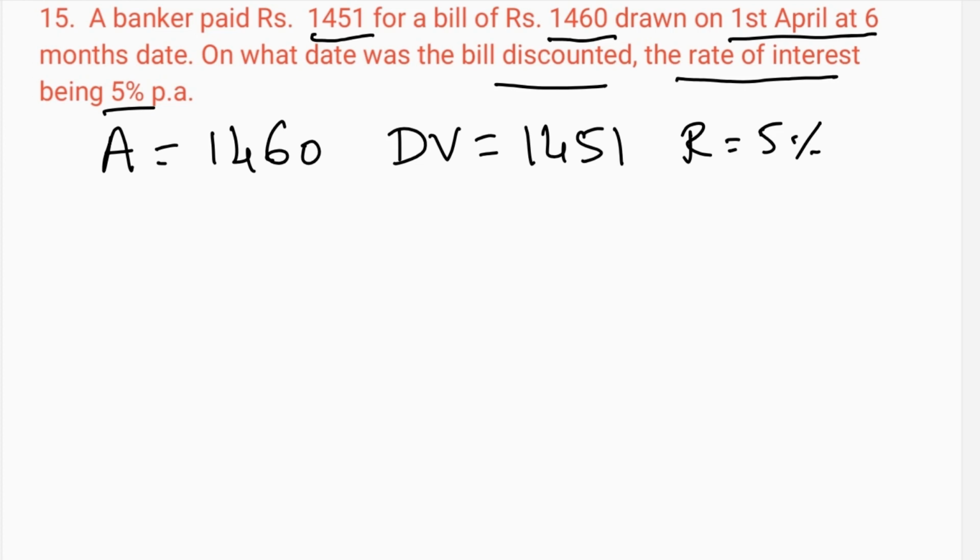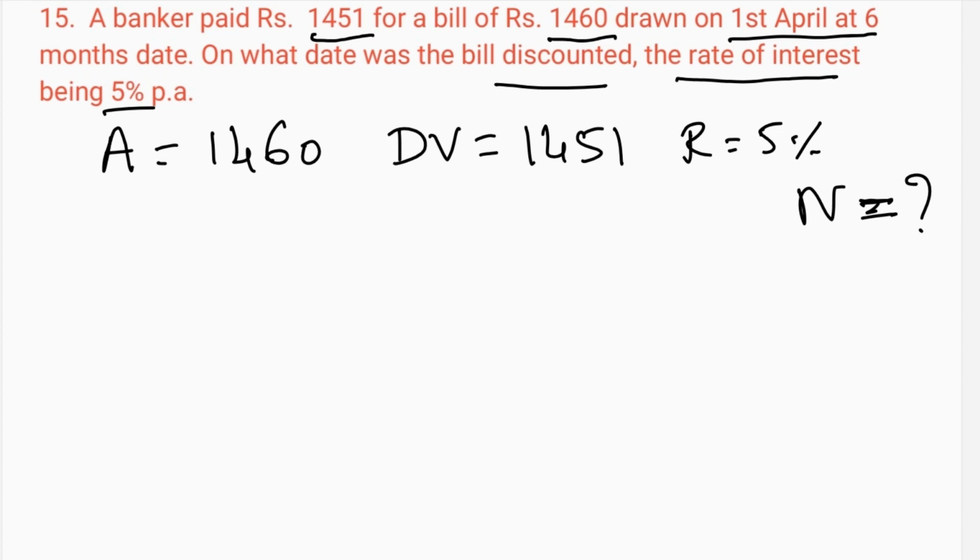The bill is drawn on 1st April. So what is the duration, the bill duration? When was it discounted? It was taken for 6 months from 1st April, but when it was discounted we don't know. So for how many days it was discounted we don't know. So first we will find out n in this problem.